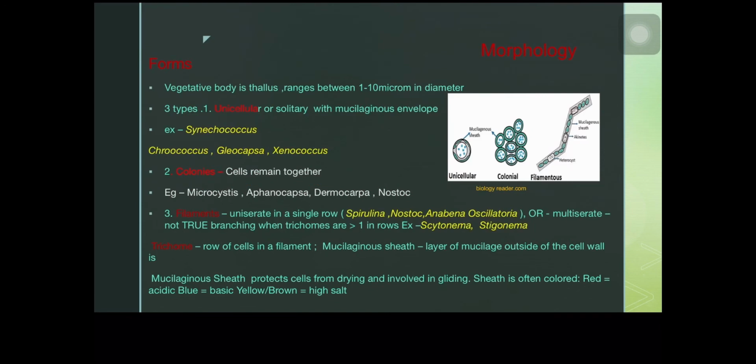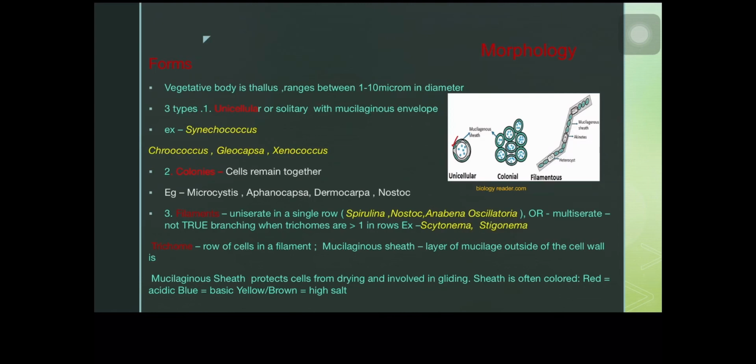Moving into the morphology of these organisms, the vegetative body of cyanobacteria is called a thallus. The size ranges between 1 to 10 micrometers in diameter, and based on the organization of this thallus, there are three types: a unicellular form, colonial form, and filamentous form. In the unicellular form, the cells are single, solitary and covered with a mucilaginous envelope. Examples: Synechococcus, Chroococcus, Gloeocapsa, Xenococcus. So this is how the unicellular form appears.